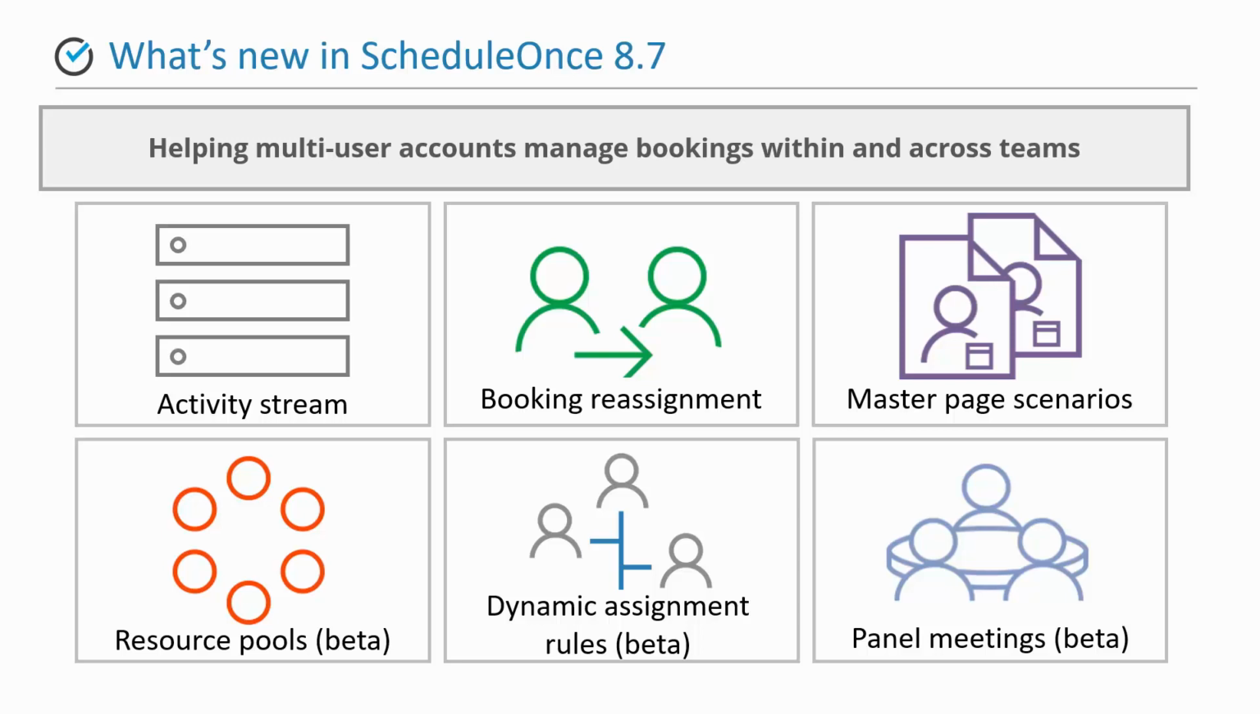I want to talk about all of the new features that we have, and I'll tell you how they'll be really useful for you if you have an account with a lot of different teams and team members. The first thing that we released is our activity stream. This feature was previously released in beta in 8.6, and now we've released it to all of our users. Basically, the activity stream is your homepage for managing all of the booking activity in your account. Here you'll be able to see all activities and manage them from one place, and I'll talk about that today.